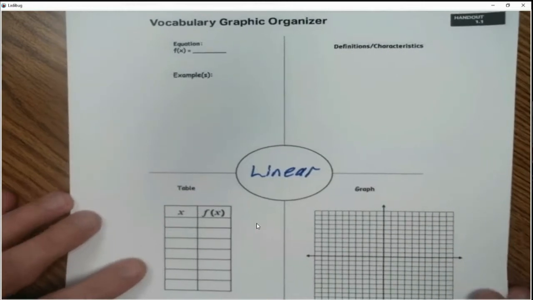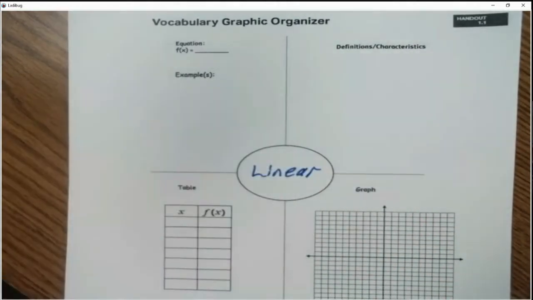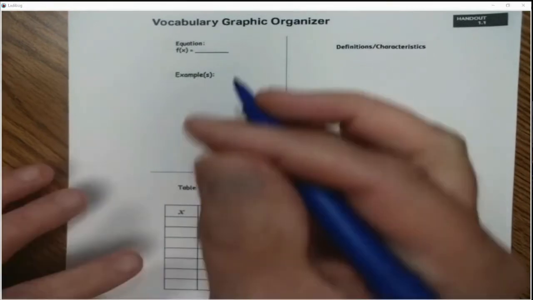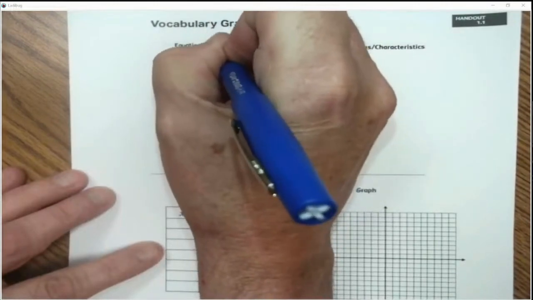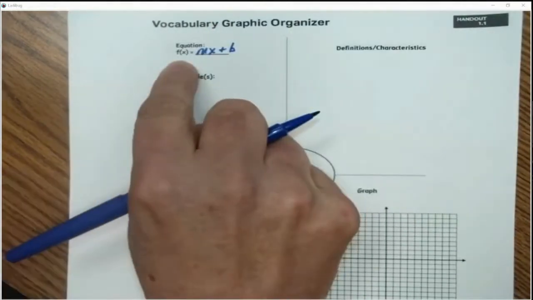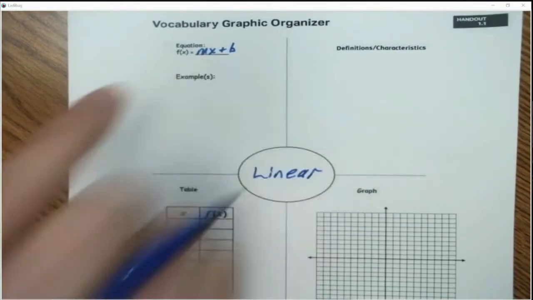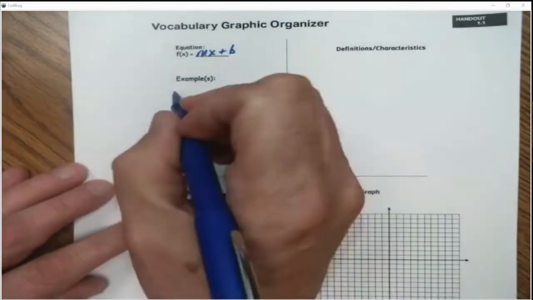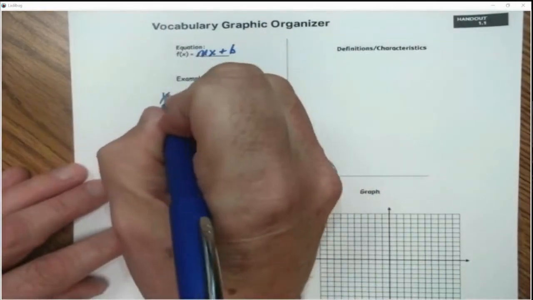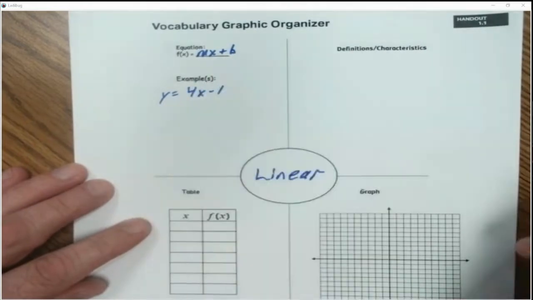So if something's linear, what does the equation look like for linear? Y equals M. Oh, you're on top of it already. mx plus b. And this is in function notation. That's the same thing as y equals. It's just f of x equals mx plus b. So some examples of that: we can have y equals 4x minus 1.